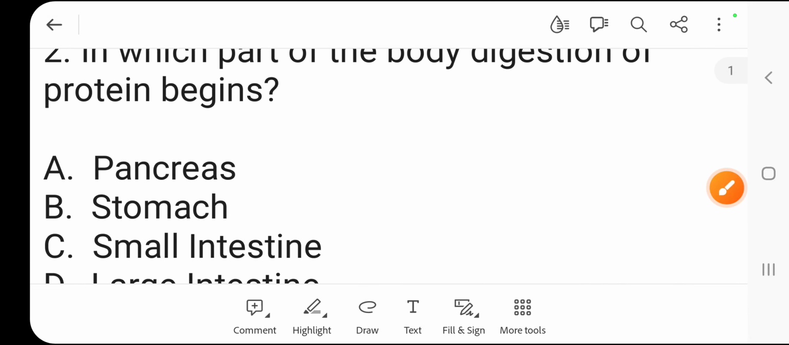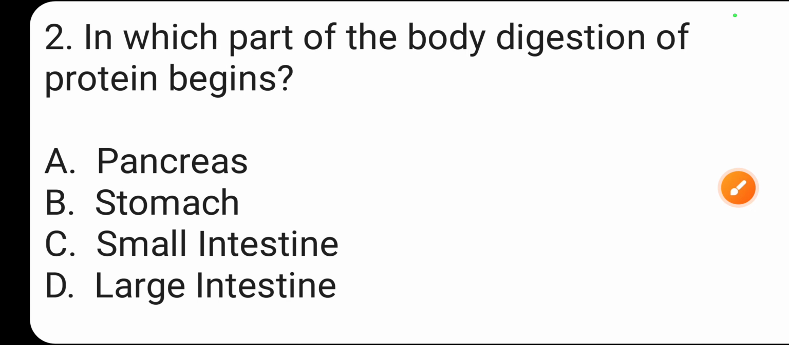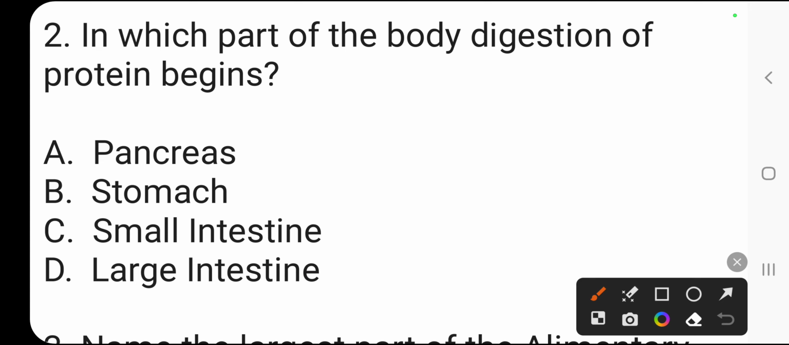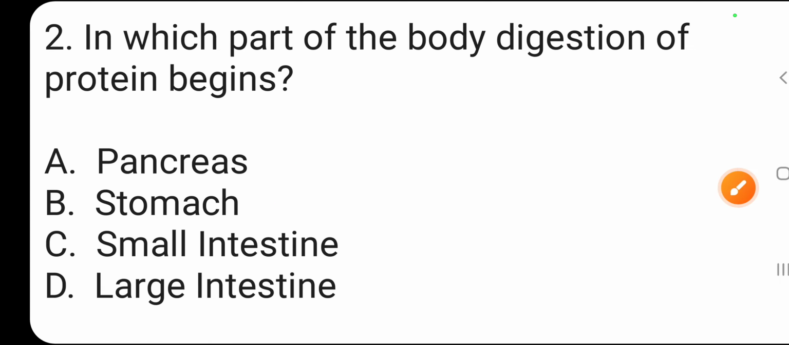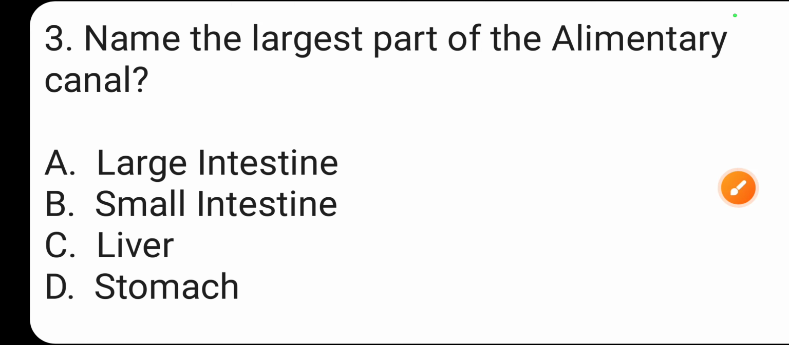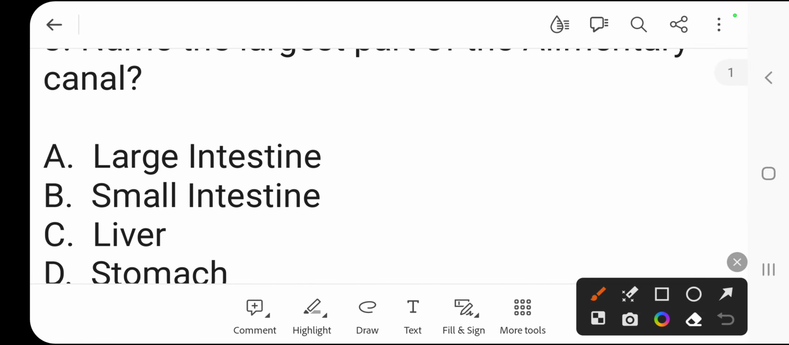Next question, in which part of the body does digestion of protein begin? Digestion of protein begins in the stomach. Next question, name the largest part of the alimentary canal. The largest part of the alimentary canal is the small intestine.